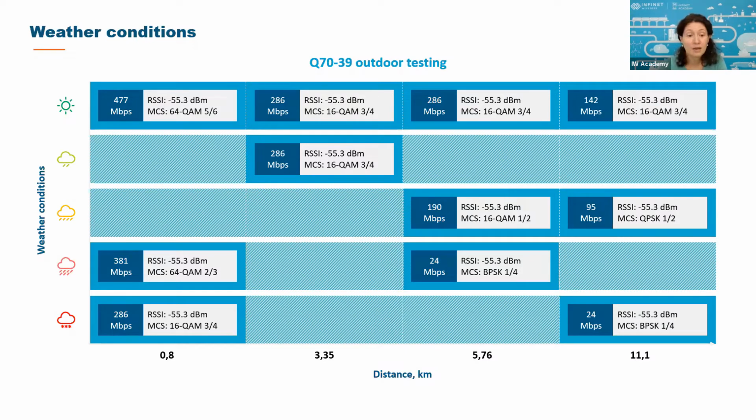So bear in mind that high frequencies are very sensitive to absorption, and the communication strongly depends on the weather conditions. You can see in the picture the results obtained during the outdoor tests performed for Quanta 70. When the weather is sunny and stable, high throughputs are obtained over distances of up to 11 kilometers. But as the rain becomes heavier, the signal is absorbed and lower modulation encoding schemes are available, leading to much lower throughputs as the distance increases.